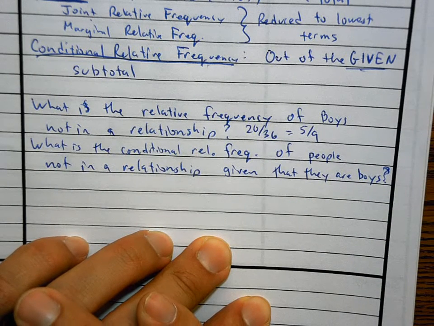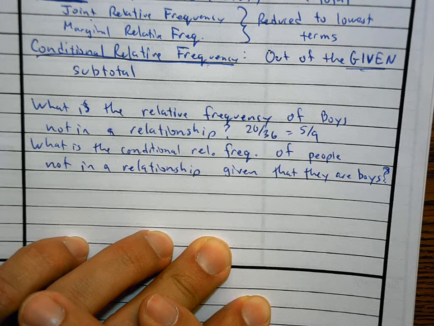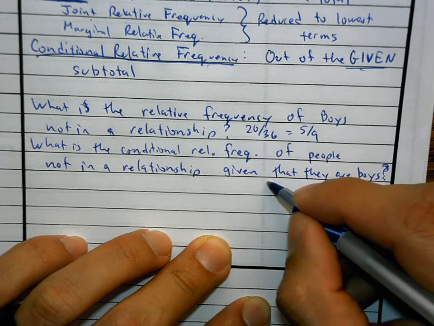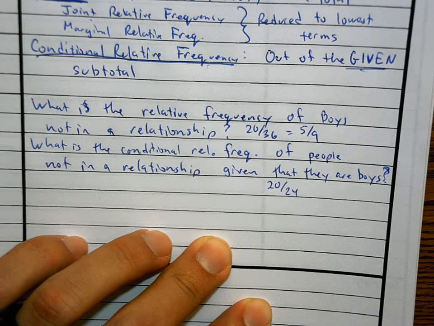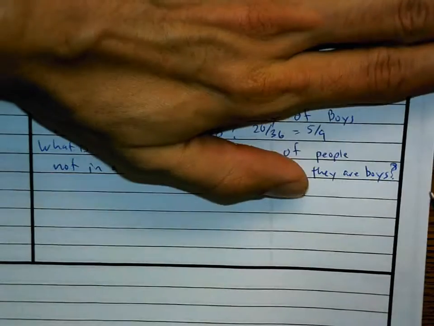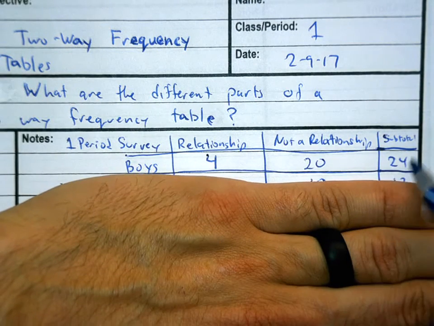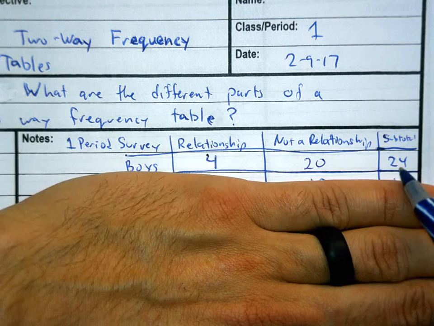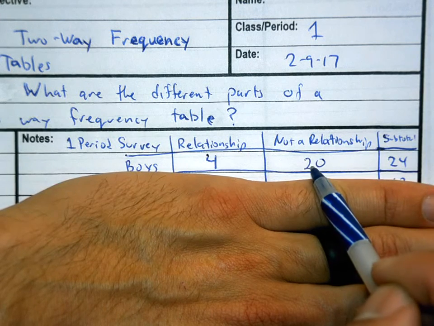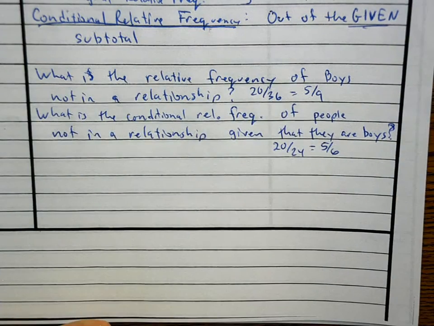I heard 4 out of 24 and I heard 20 out of 24. Which one is it? 20 out of 24 is the non-reduced fraction, because when I say given that they are boys, we have to think it's out of, I got to go back up so you can see it. When I say given that it's boys, it's out of the 24. How many are not in a relationship? 20 are not in a relationship compared to the 24. Reduce it. Perfect, or as a decimal is fine. Okay, we're going to stop for your notes right there.